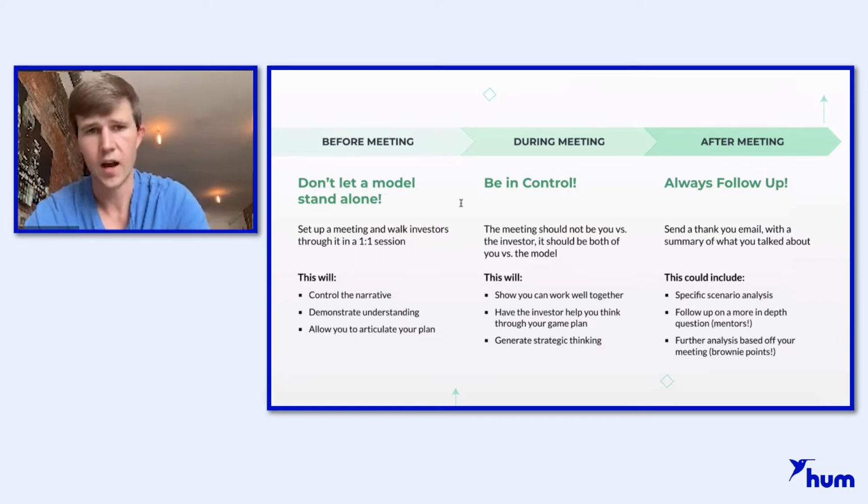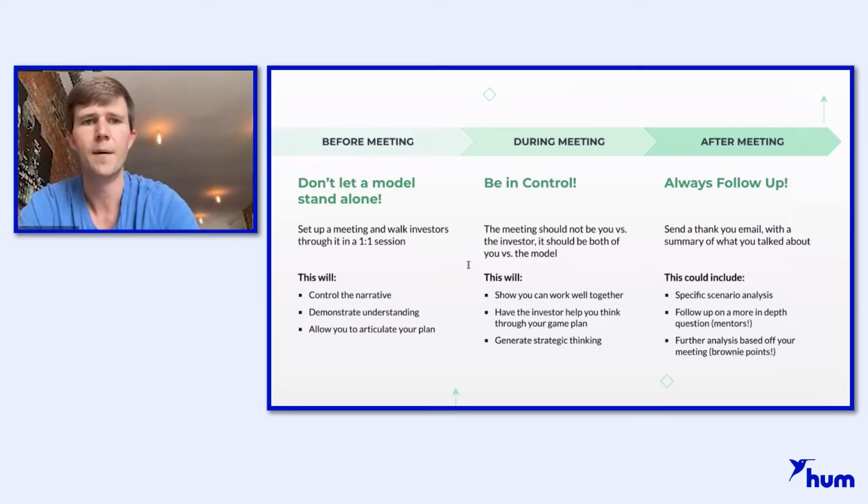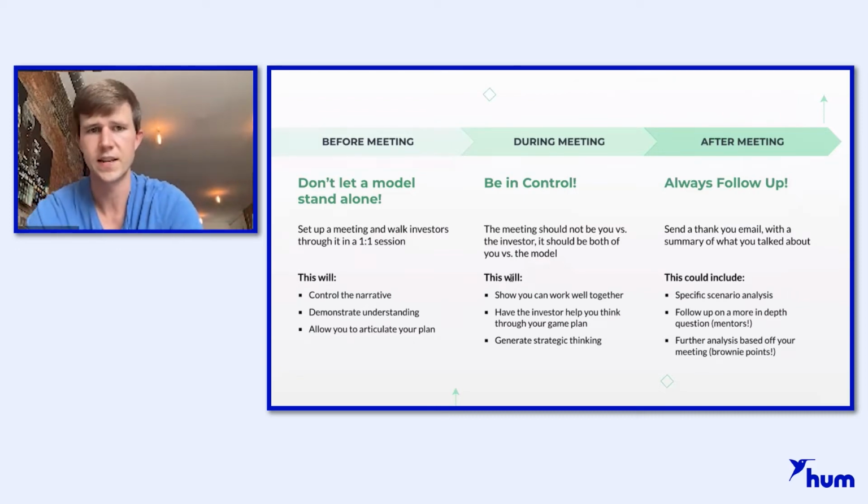Then after the meeting, you're going to want to follow up. Summarize what you talked about in an email, include a copy of the model then. So they're going to get their copy of the model eventually. And if they asked about a specific scenario that maybe you didn't get into during the meeting, then use that as an opportunity to run that scenario, summarize the outcome, send them a version of the model with that scenario.